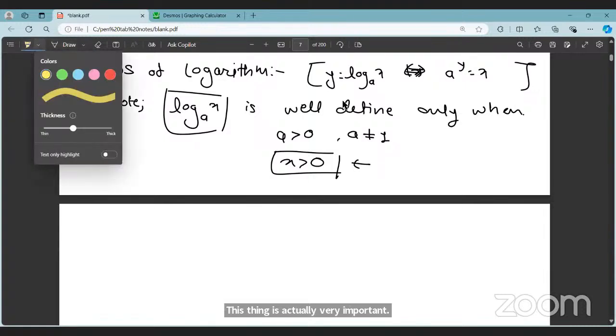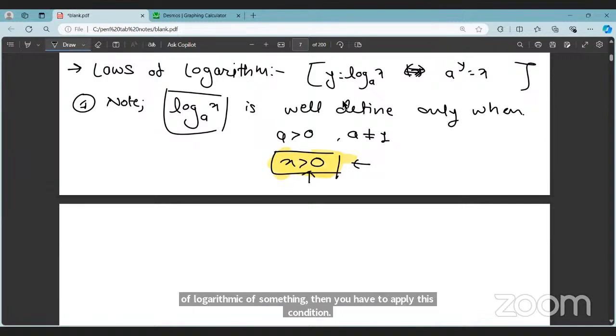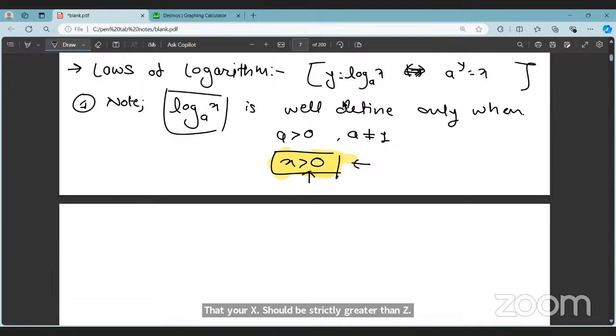Okay. So whenever some question asks you to find the domain of the logarithm of something, then you have to apply this condition, that your x should be strictly greater than 0. That will give you most of the answers to domain questions based on logarithm.